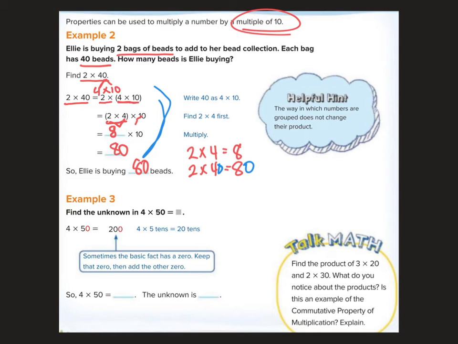Here's another example. Find the unknown in 4 times 50. Okay, so this is kind of what we've been talking about, right? 4 times 5 is 20. I've got 1 zero on this side of the equal sign, so I need 1 zero on the other. So I can think of it as 4 times 5 tens equals 20 tens, and 20 tens are worth 200.